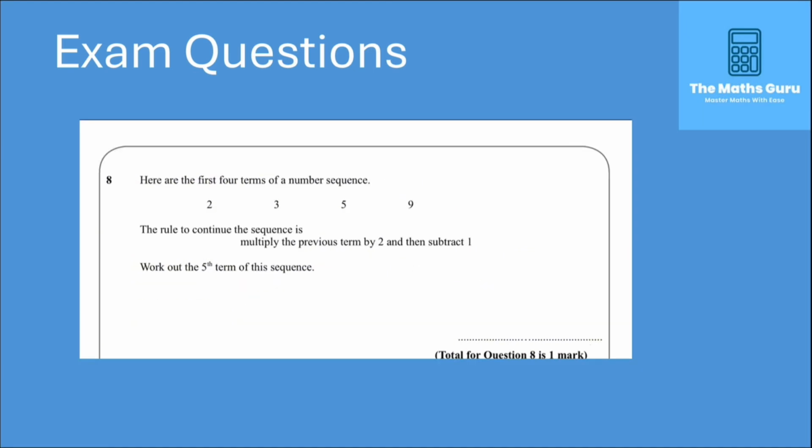Looking at the next question, we're given 4 terms in a sequence: 2, 3, 5, and 9. The rule to continue the sequence is multiply the previous term by 2 and then subtract 1. We're asked to work out the fifth term. We've got our first 4 terms, and the rule is to multiply the previous term, in this case the fourth term, which is 9, by 2, and then subtract 1. So this gives us 18 minus 1, which is 17.